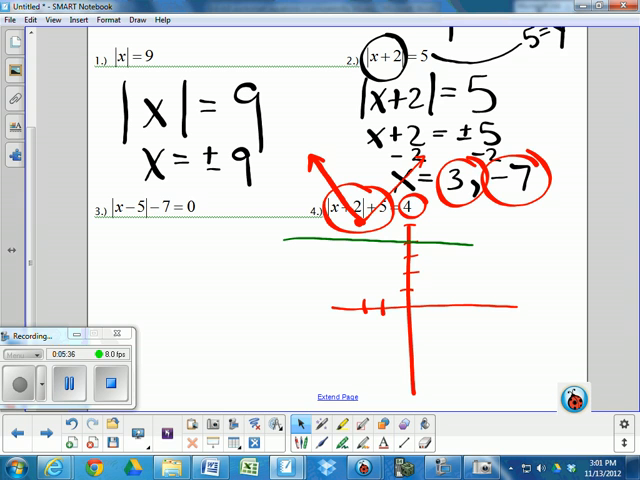So that's a little bit about solving absolute values. Try to complete the rest of the page. We'll talk next time.